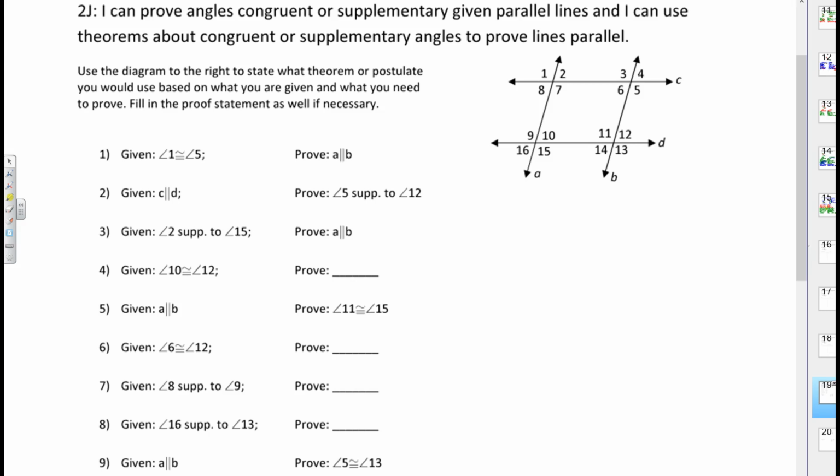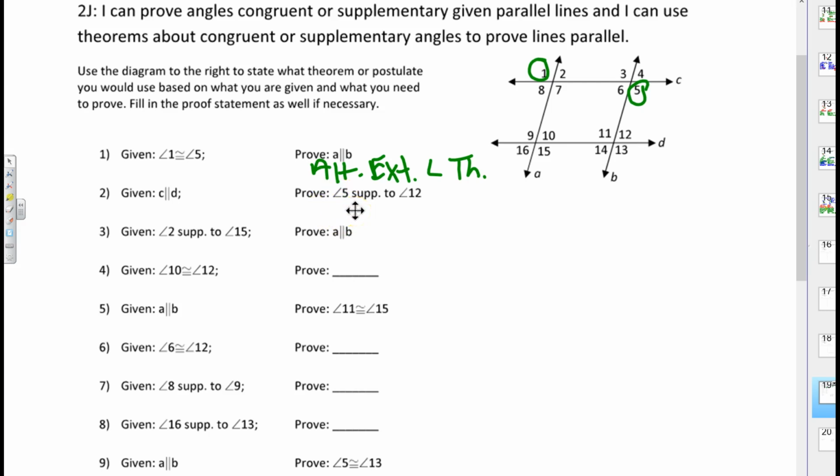So for example, if I'm given that angle 1 is congruent to angle 5, I know that those are alternate exterior angles. And we proved last time that if alternate exterior angles are congruent, then their lines are parallel by the alternate exterior angle theorem, okay? Because we're proving the lines parallel, that means we use the regular version of the proof, not the converse.